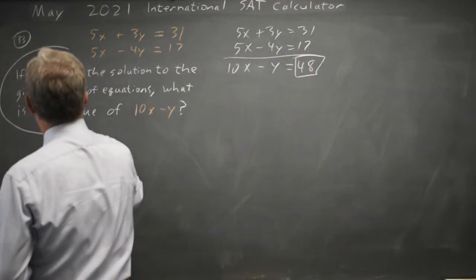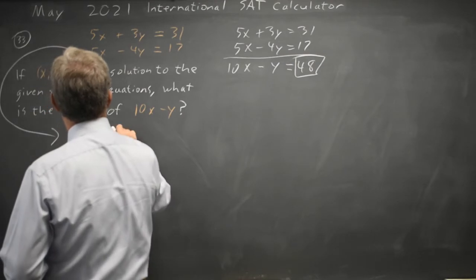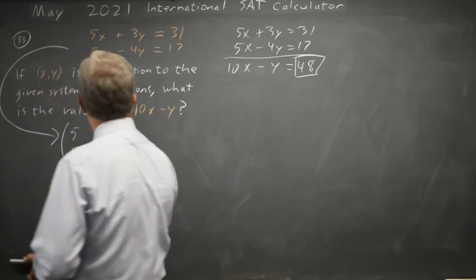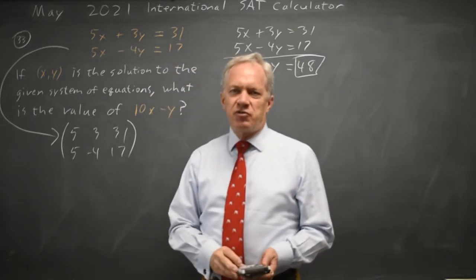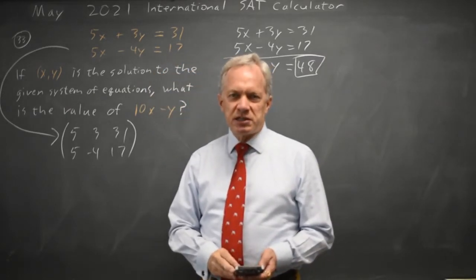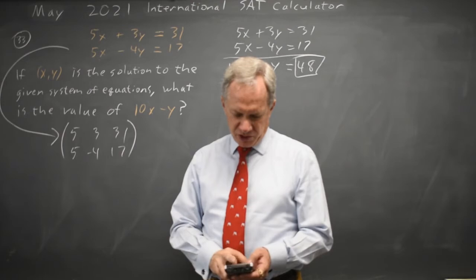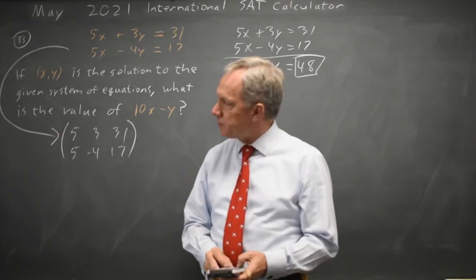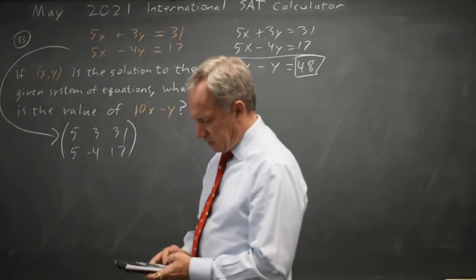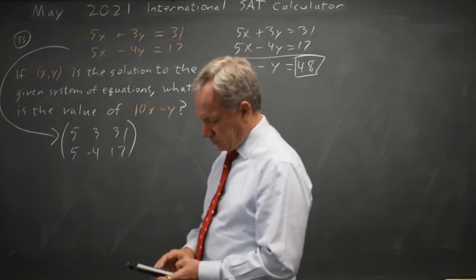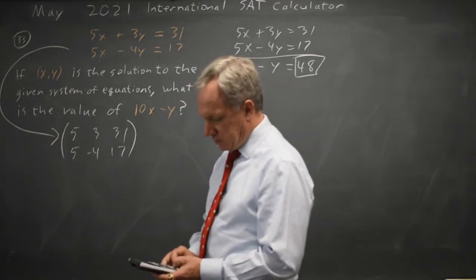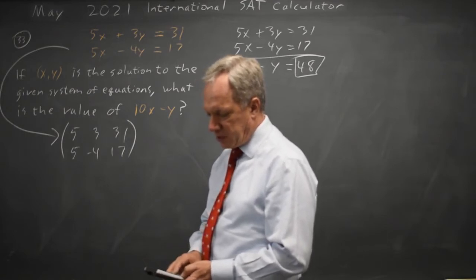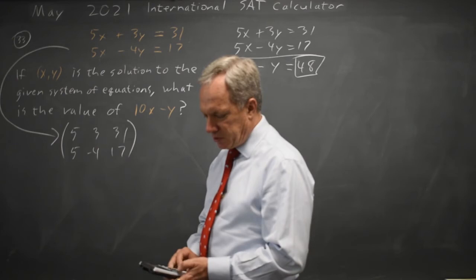Rewrite this system as a matrix: 5, 3, 31, 5, negative 4, 17. The system has the variables in the same order for both equations, and then the constant by itself on the right. So matrix, edit, 2 by 3, and I have 5, 3, 31, 5, negative 4, 17.